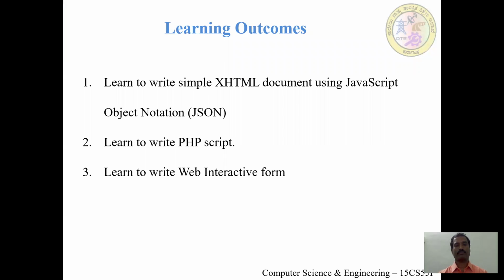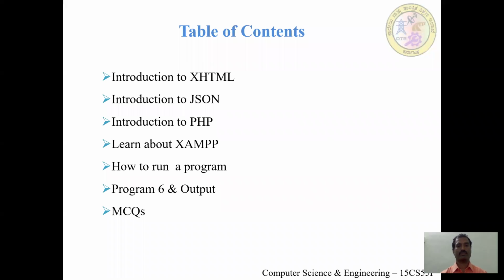The learning outcomes are: learn to write a simple XHTML document using JSON, learn to write a PHP script, and to create a web interactive form. That is, at the end of this session, we will understand how to write an XHTML document by using JSON and how to create a PHP script to create a web interactive form. The contents are: introduction to XHTML, introduction to JSON, introduction to PHP, learn about XAMPP, how to run a program, sixth program and output, MCQs.